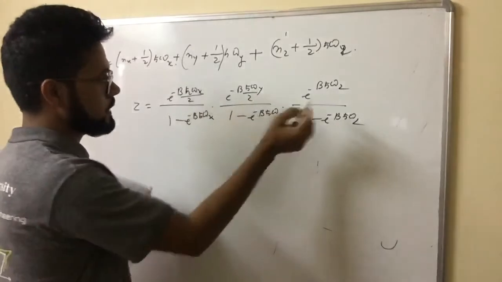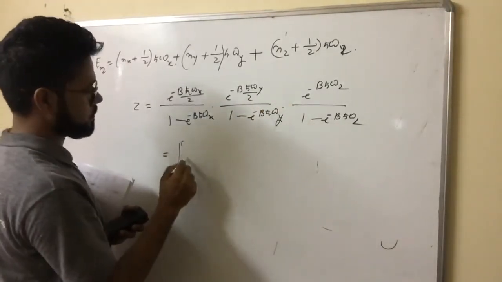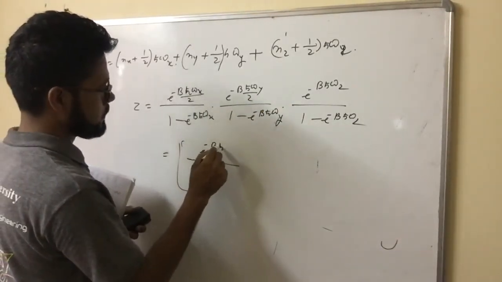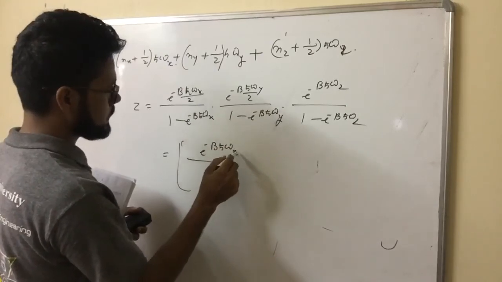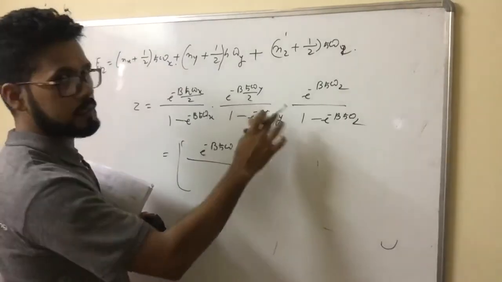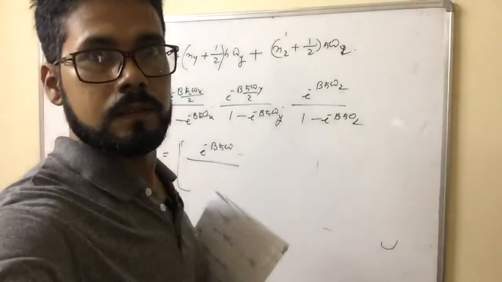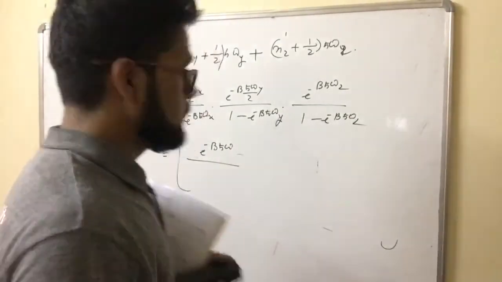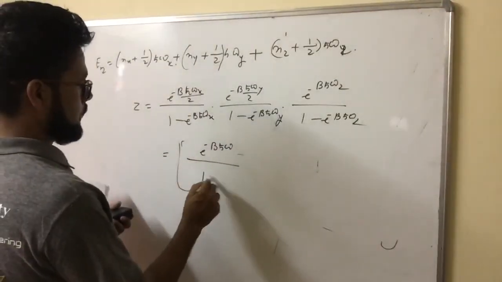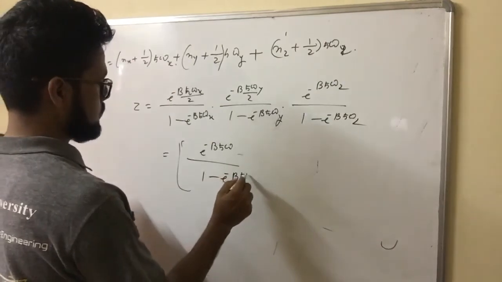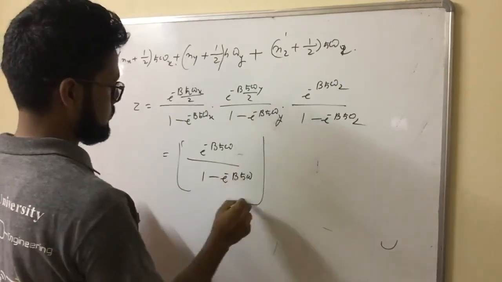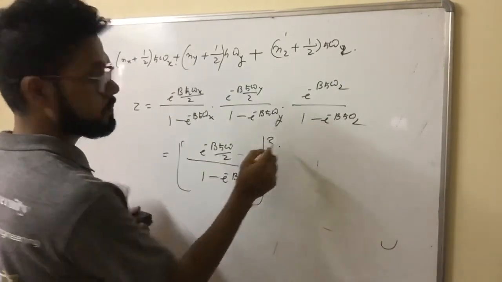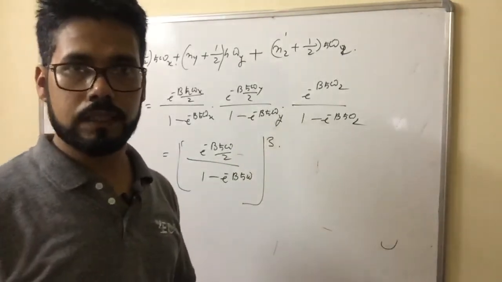If it is isotropic, that is omega x equal to omega y, then it will be e to the power minus beta hbar omega by 2, over 1 minus e to the power minus beta hbar omega, whole cube, in case of isotropic cases.